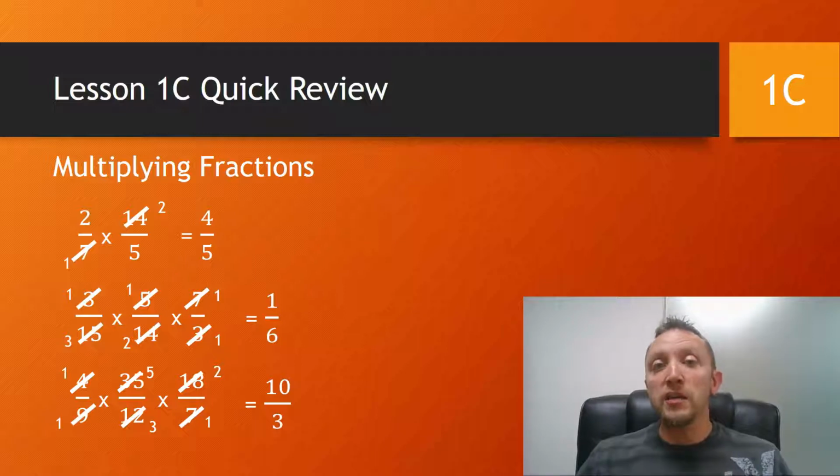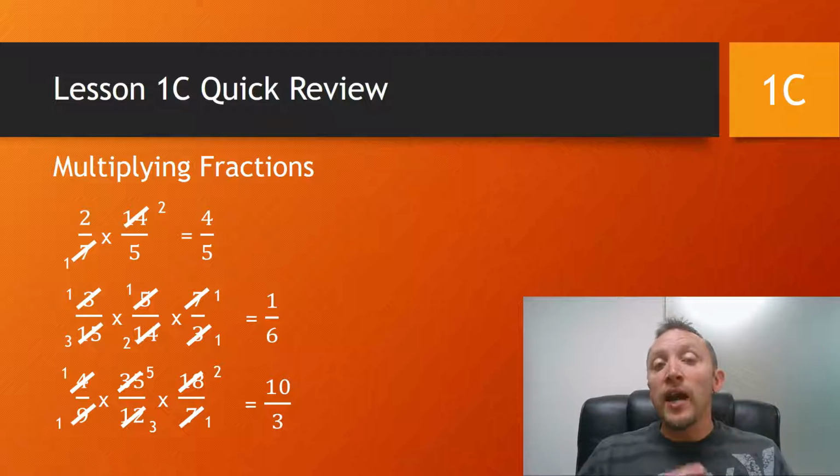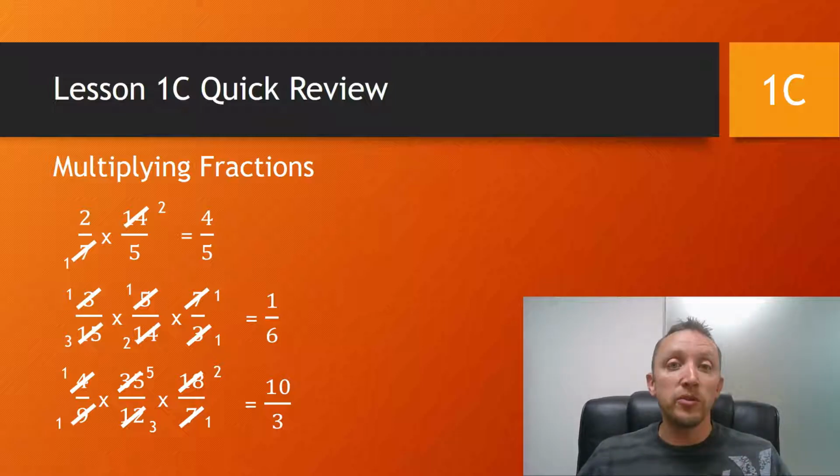You always want to check and see if that could be reduced any further, because maybe if you had, instead of doing 9 goes into 18, if you had done 3 for that, you'd end up getting a fraction that would still be able to reduce further. So you always want to make sure that your final answer is completely reduced.